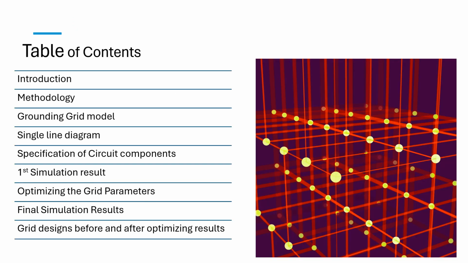Here is the table of contents in which we are introducing our project. It has a methodology that we have followed for building this project using ETAP, and then we have our grounding grid model, which we will show in the upcoming slide. Then we have the single line diagram, which we need to perform the construction of grounding grid designing. Then there is our first simulation result. Actually, this is the result that we performed.